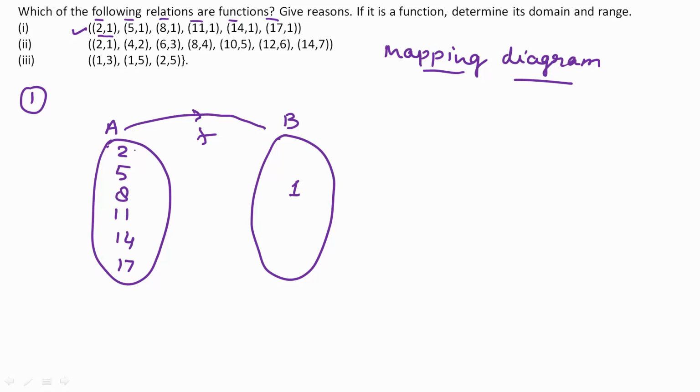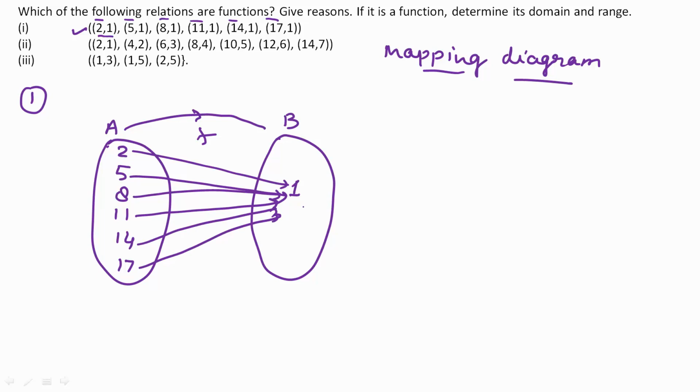So 2 connects with 1, 5 connects with 1, 8 connects with 1, 11 connects with 1, 14 connects with 1 and 17 connects with 1. So you can see that every element of set A has a unique image in set B. So this relation is a function.